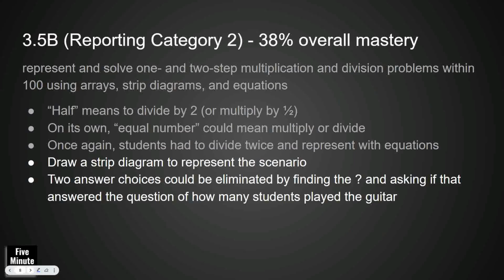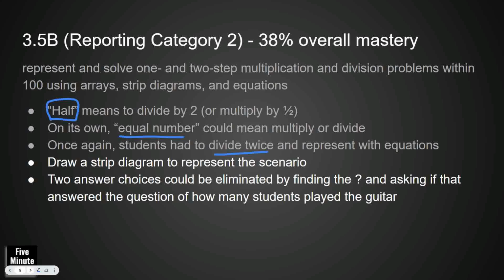So we need students to first understand that half means to divide by 2. We will get into multiplying by 1/2 and understanding that those are reciprocal operations, but that is a 6th grade standard. So first off, half needs to be mapped to the operation of division, specifically dividing by 2. And then on its own, equal number could mean either way, multiply or divide. So we have to put those in context to understand what's going on.